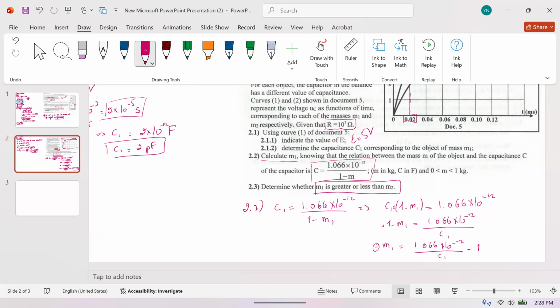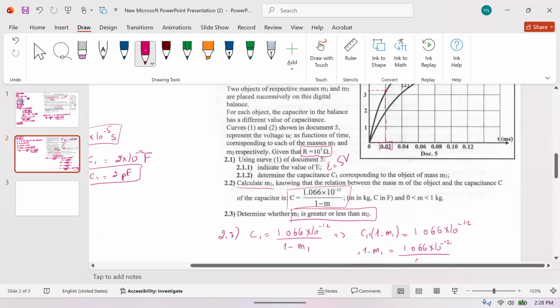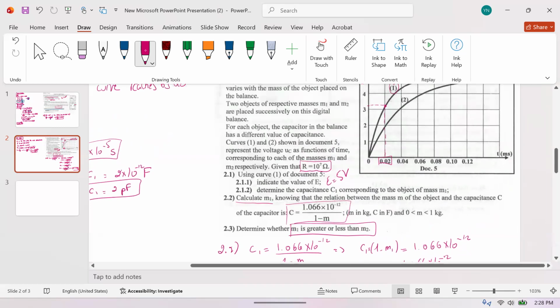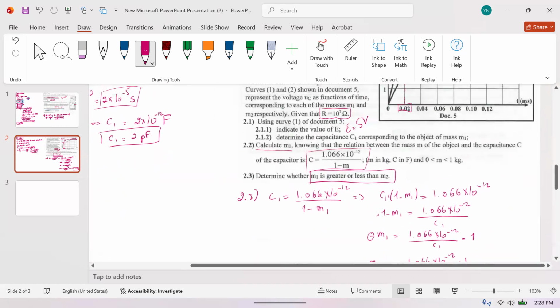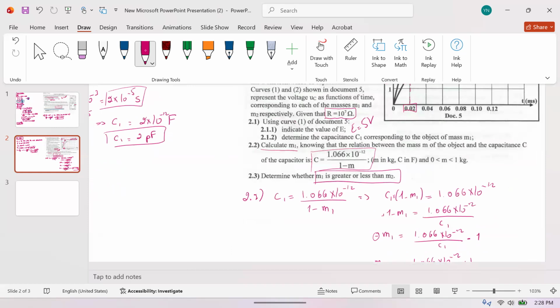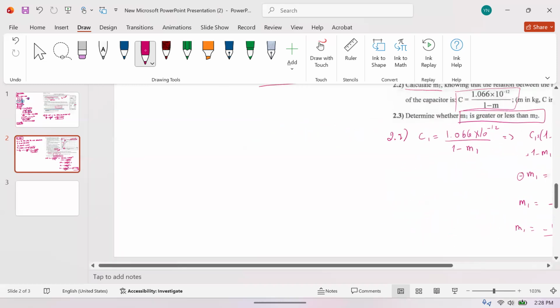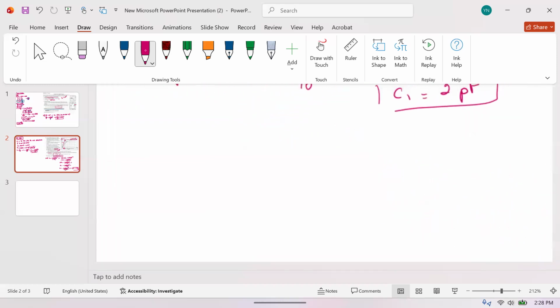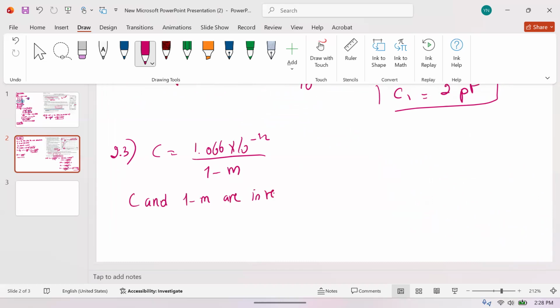Okay, now I prefer to think more deeply, because C is equal to something over 1 minus M. That means C and M are inversely proportional. Let me tell you how. Since they gave us the expression, I can say C equals to that over 1 minus M. Okay, so C and 1 minus M are inversely proportional.